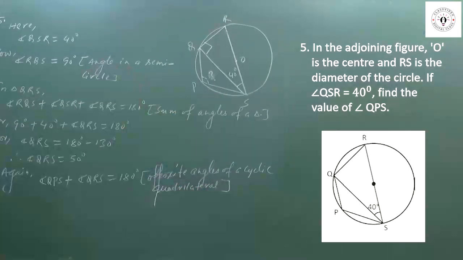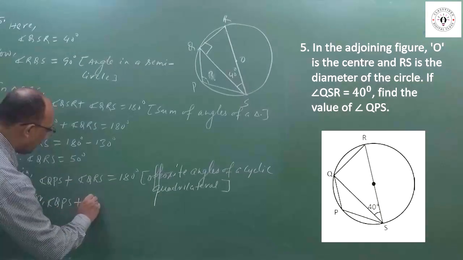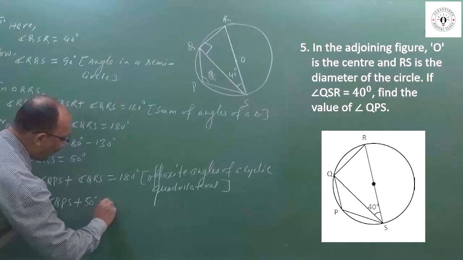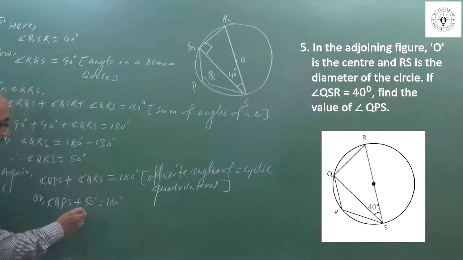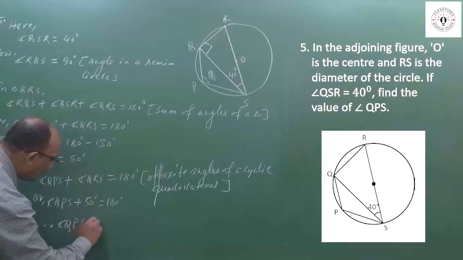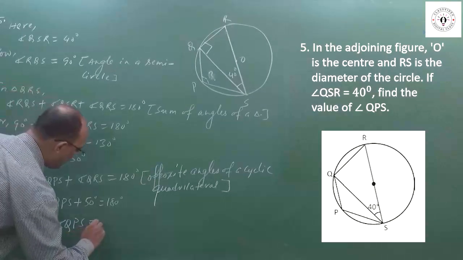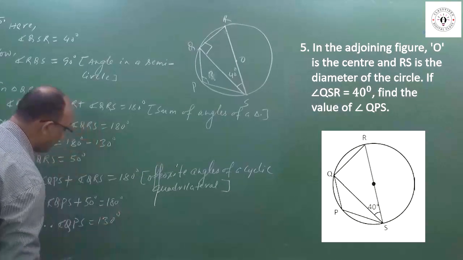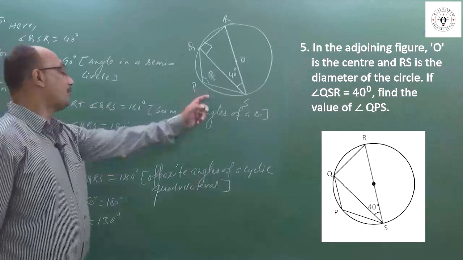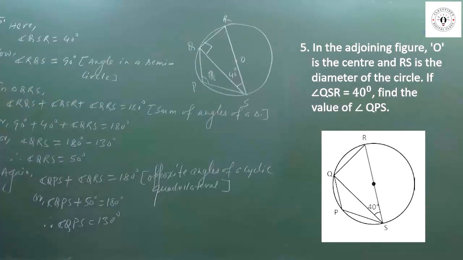So QPS as it is, and instead of QRS, what shall I write? 50 degrees equals 180 degrees. So 50 when it goes to the right hand side becomes angle QPS equals 180 minus 50, 130. So QPS becomes 130 degrees. In this way we can find it.